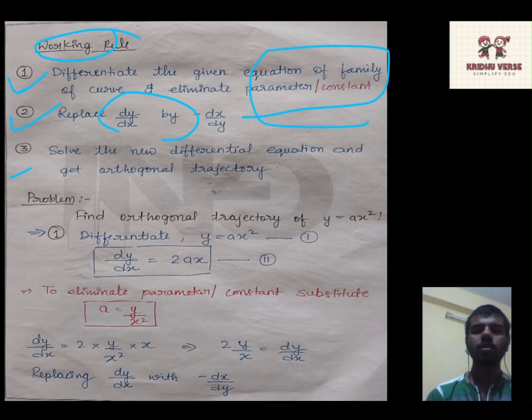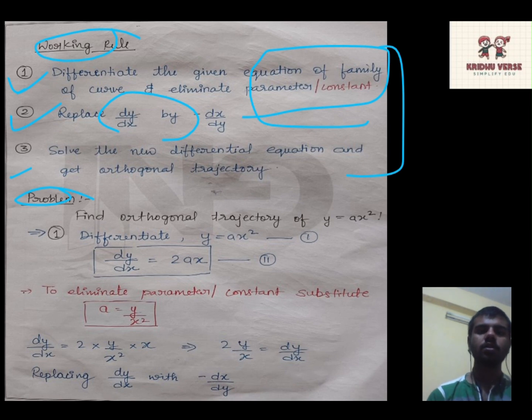From the first step you understand, they give us one family of curves equation. Let me differentiate it. Then next, if any constant is present in it, we have to simplify and remove it. The second step means after differentiating the equation we get dy over dx. We have to replace this dy over dx with minus dx over dy. This is our second step. In the last step, we solve the equation and get the orthogonal trajectory. There are only three steps to solve the orthogonal trajectory.